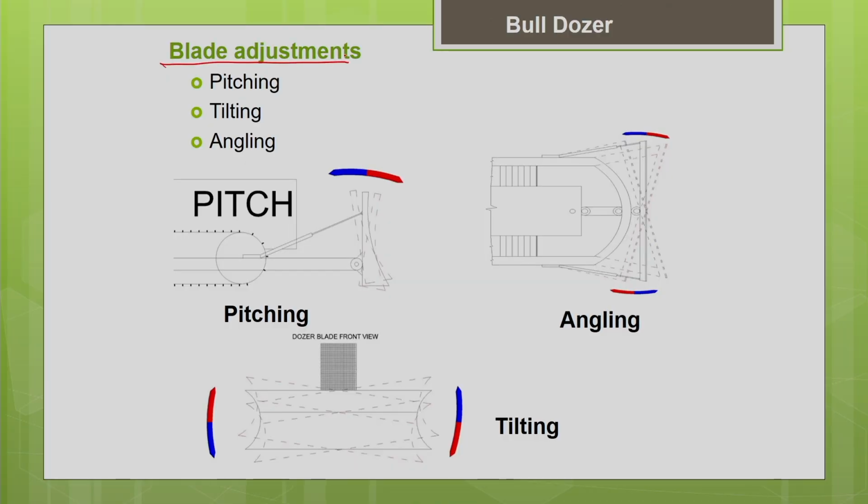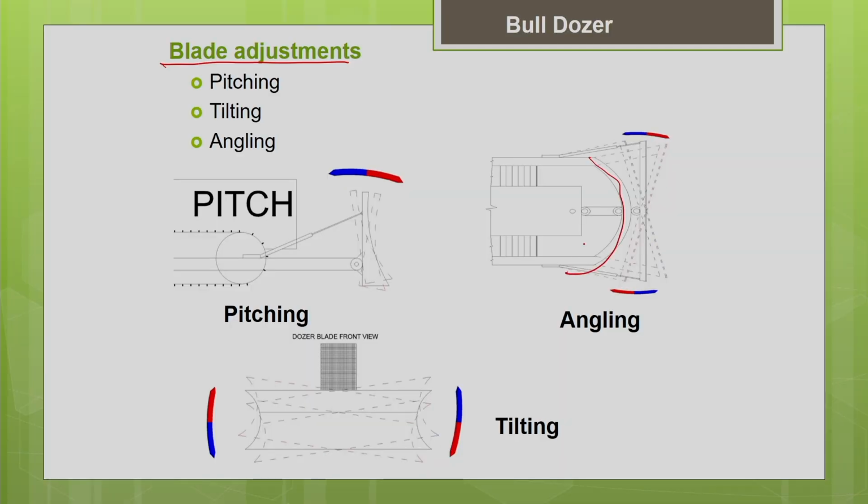So now let us look into the blade adjustments. What are all the possible blade movements with the bulldozer blade? As I mentioned earlier, the movements which are possible depend upon the connection between the tractor and the bulldozer blade. In some bulldozers you can see this kind of C-frame connection between the tractor and the blade. So those tractors will facilitate certain kinds of movements like angling.